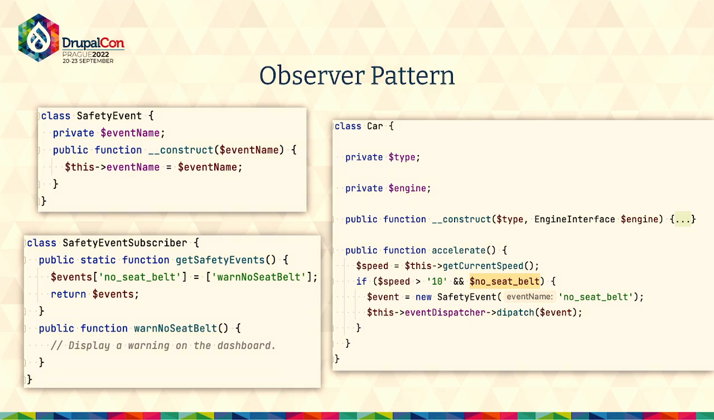There are two things. One is that there is no seatbelt and a condition where you reach some speed, and then the system reacting differently. And that's what the accelerate function does. It gets the current speed.